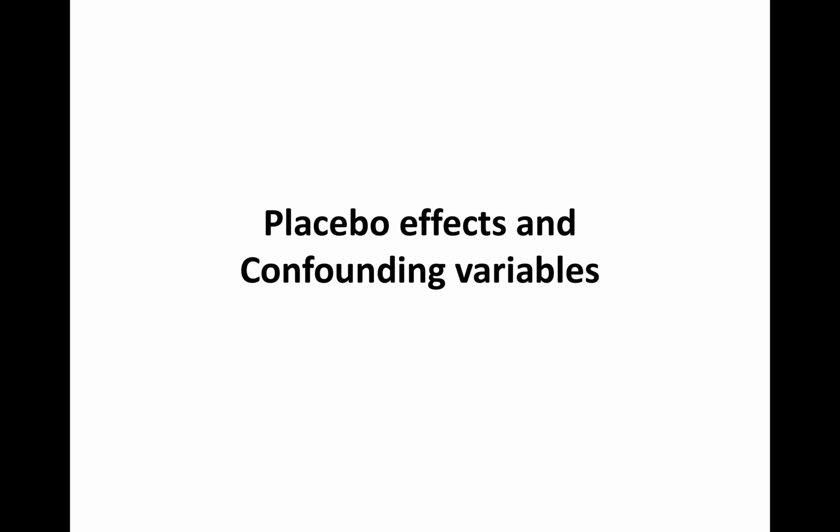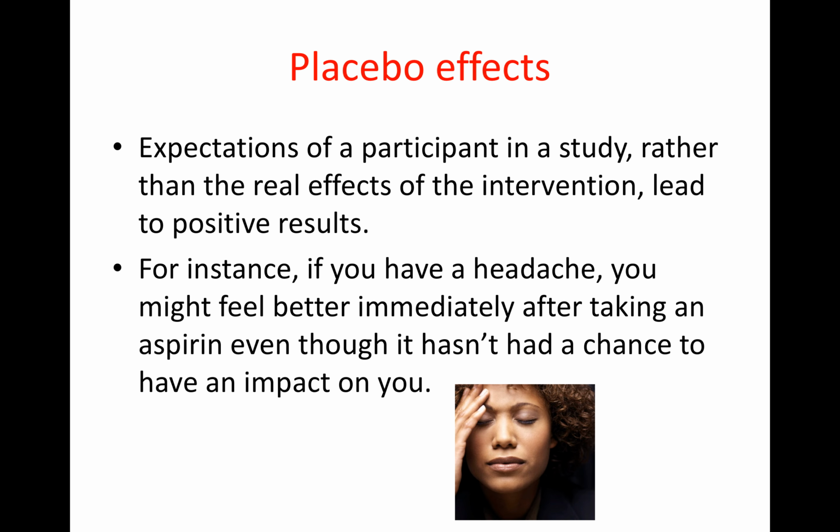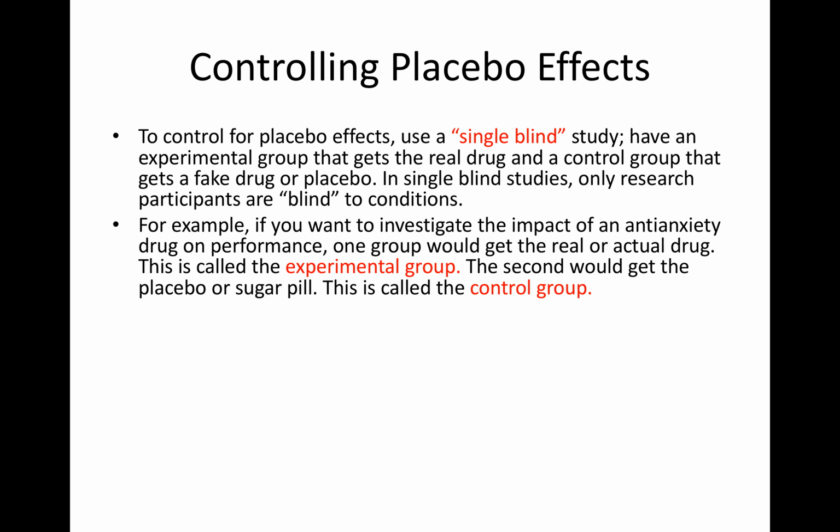So let's talk about placebo effects and confounding variables for a minute. Placebo effects are when expectations of a participant in a study rather than the real effects lead to positive results. How do we control these? To control for placebo effects, you can use what's called a single-blind study. So you have an experimental group that gets the real drug and a control group that gets a sugar pill, in other words, a fake drug or a placebo.